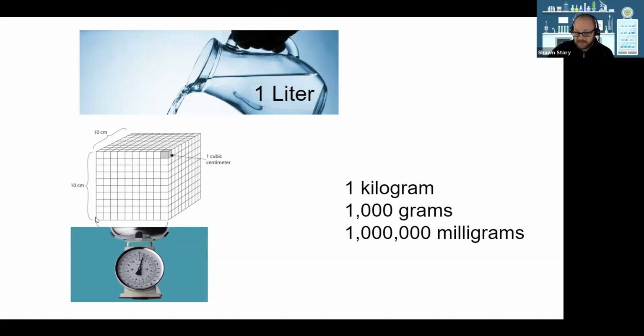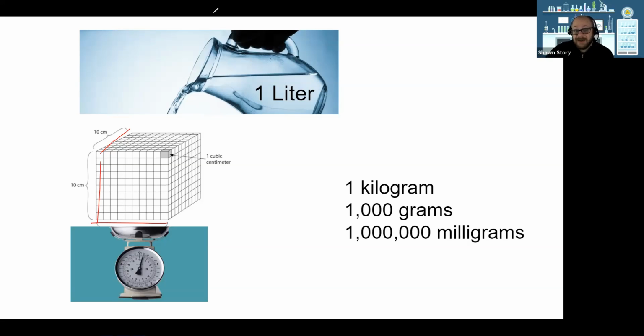We have the distance. We have 10 centimeters, that distance. And if we make the volume 10 centimeters by 10 centimeters by 10 centimeters, we have this perfect cube and we fill it up with water. We now have a liter of water. And if we weighed it, it would weigh 1 kilogram of mass. 1 liter of water weighs 1 kilogram because they're connected, right? You have milliliters and you have kilograms, which is weight, but they're the same. 1 liter of water is 1 kilogram of weight.